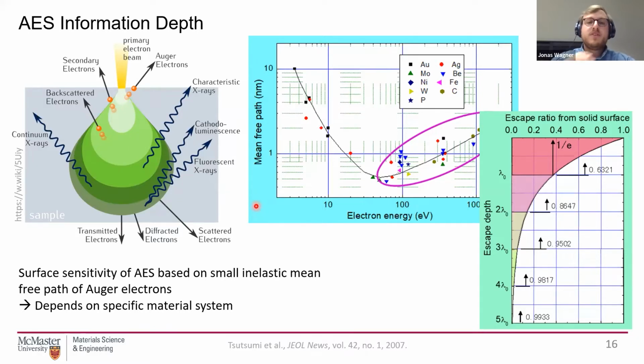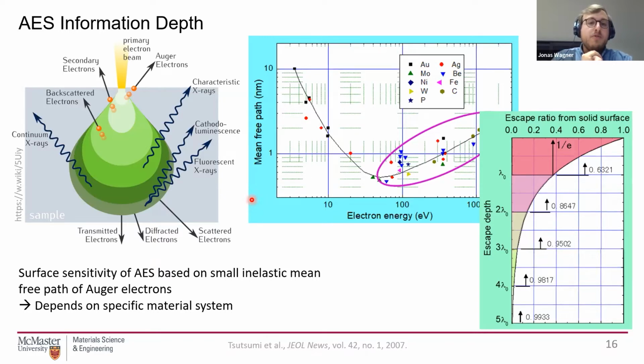The big difference between secondary and Auger electrons is that Auger electron spectroscopy is a spectroscopic technique. So we care about the specific energy of the Auger electron that we detect. Only Auger electrons that have their original kinetic energy, specific for this Auger transition, will contribute to the peak. The rest will go into the background.